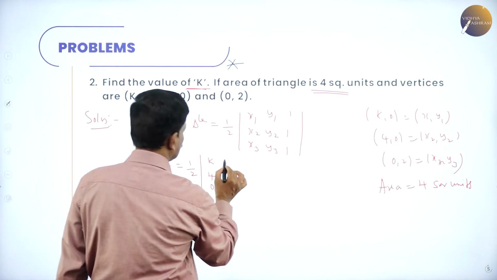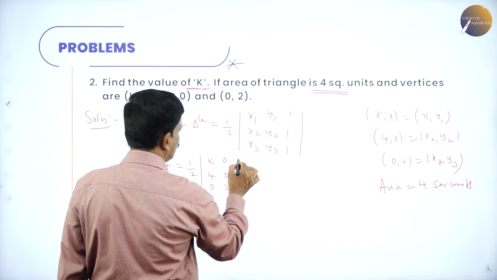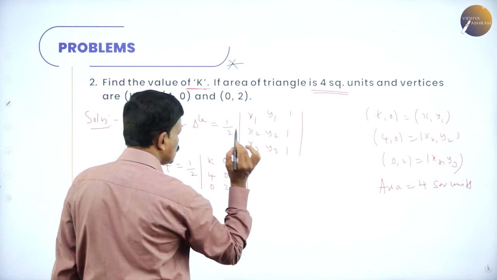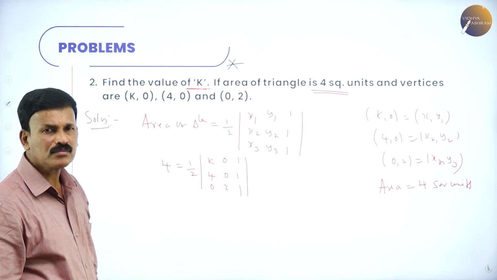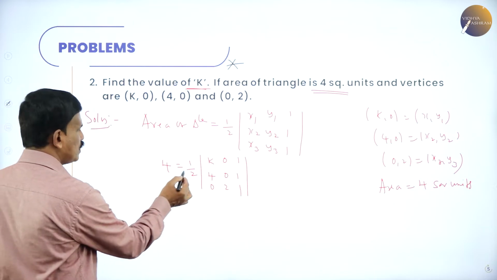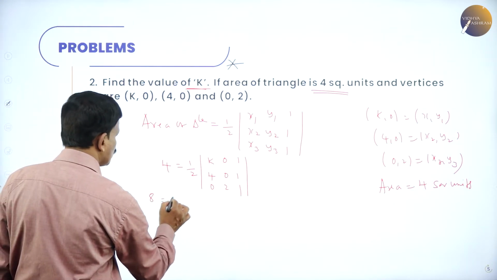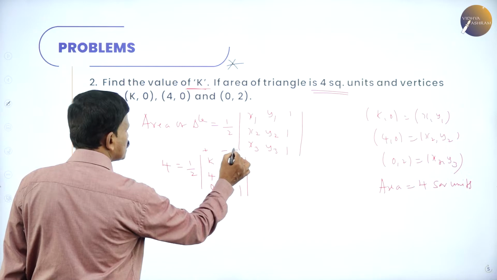What is y1, y2, y3? 0, 0, 2. And 1, 1, 1 as it is. Simplify this. That's all. Very simple. Cross multiply. 4 into 2 is 8 is equal to expand plus, minus and plus.